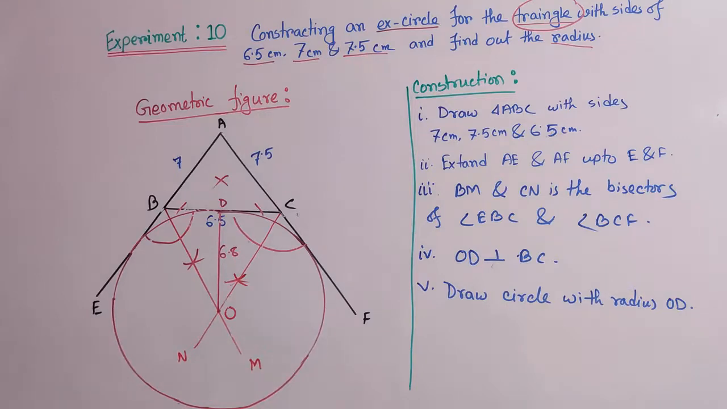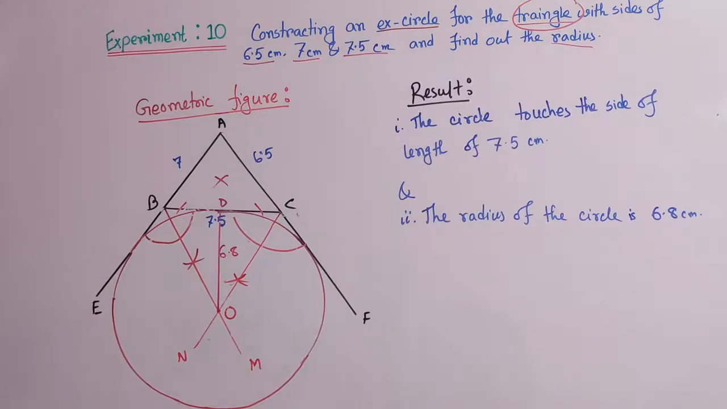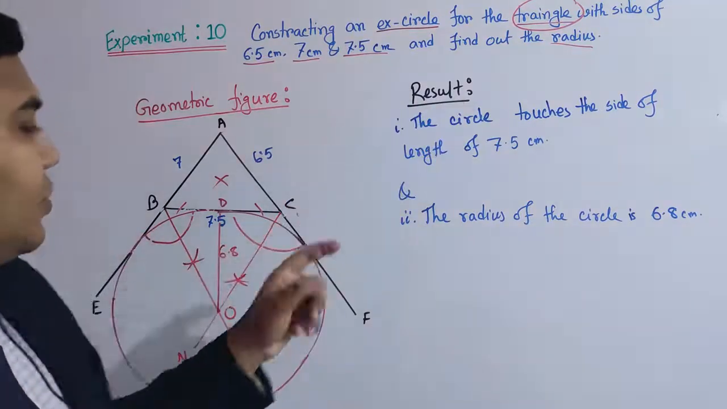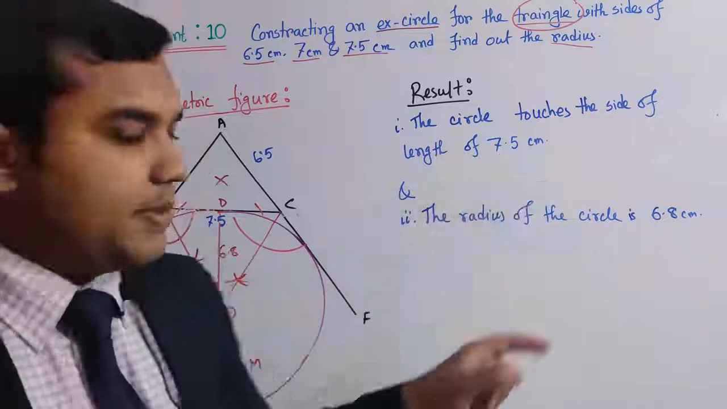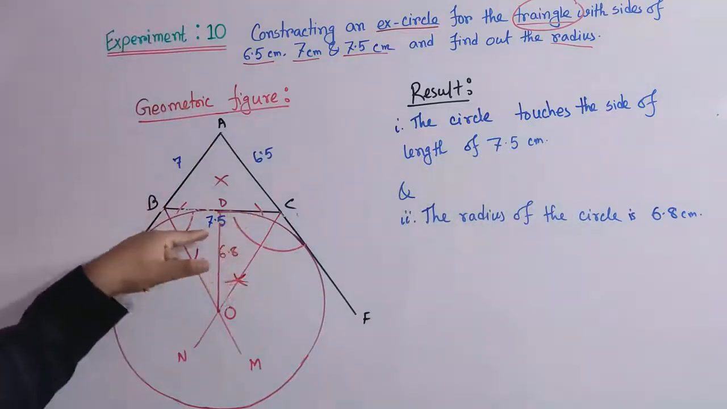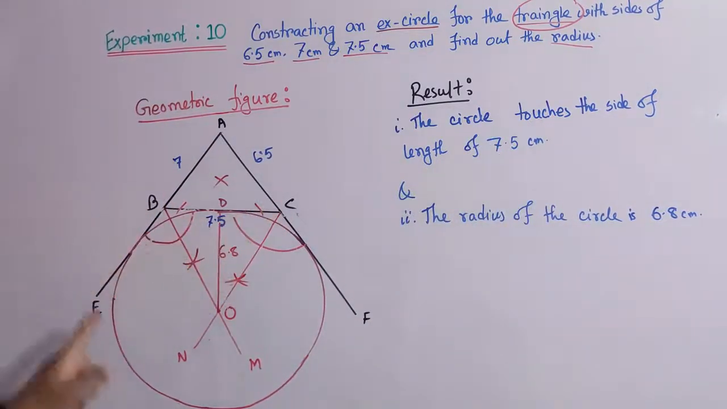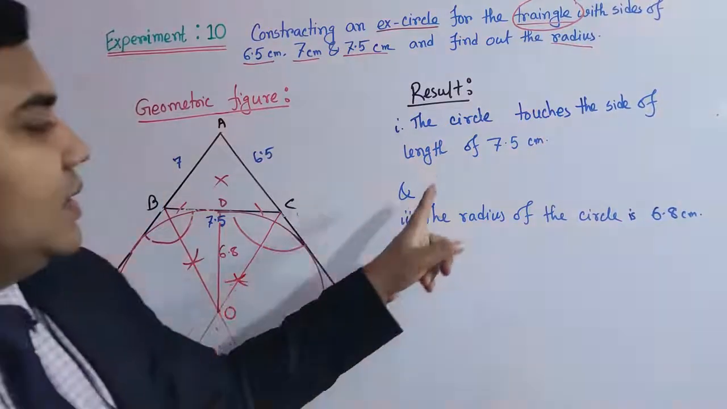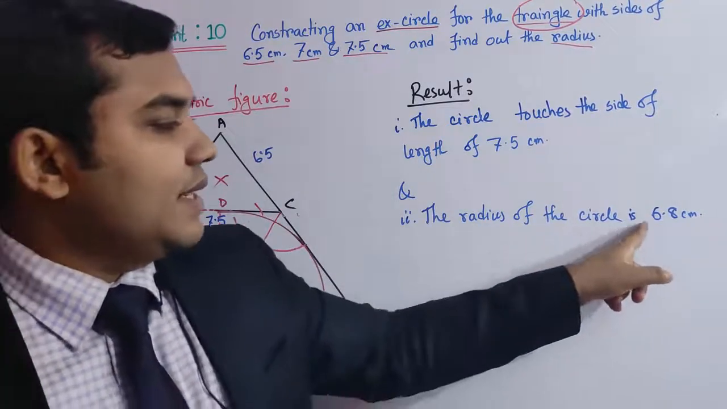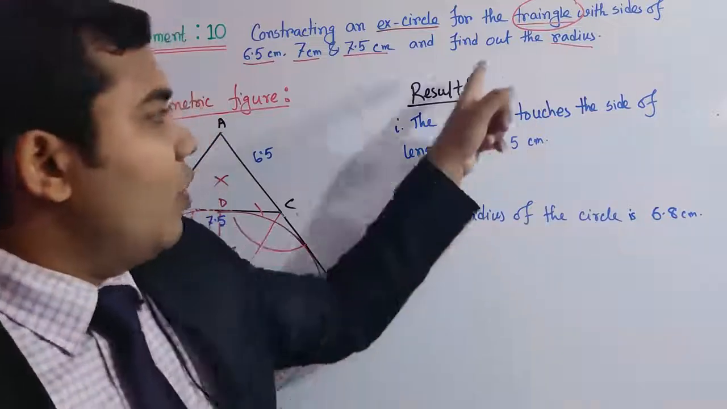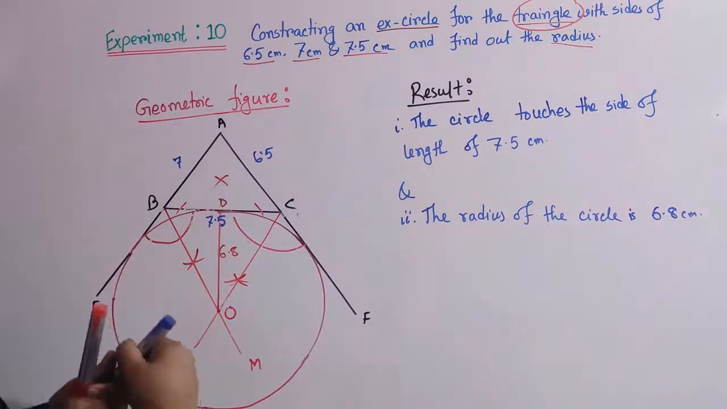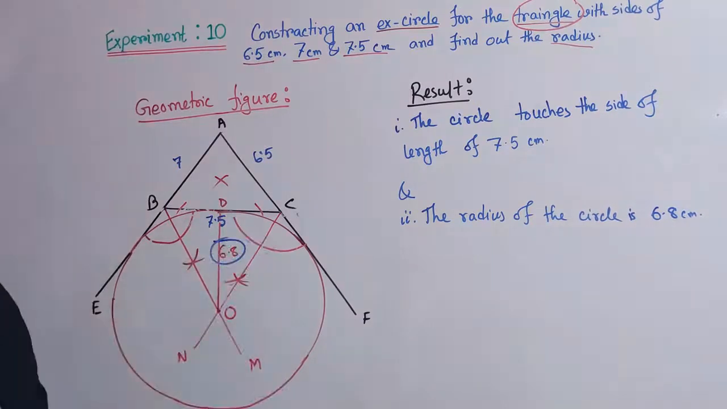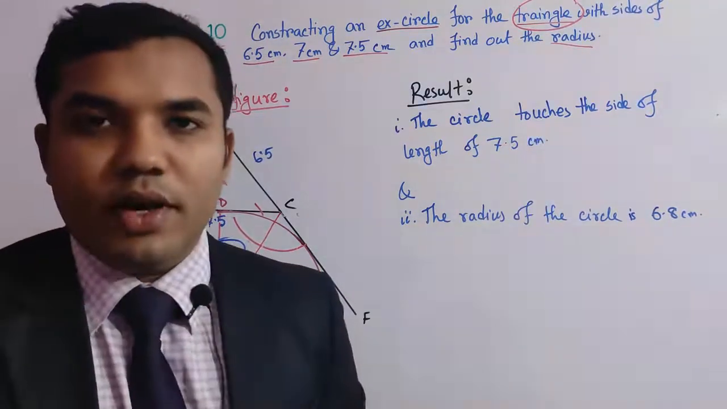Okay, so dear students, what is our result? Our result is that the circle touches the side of length 7.5 centimeter. So this is the length of 7.5 centimeter where the circle touches, and number 2 is the radius of the circle, 6.8 centimeter, which we needed to find. If we measure this, it was actually 6.8 centimeter. So these two are our required result.